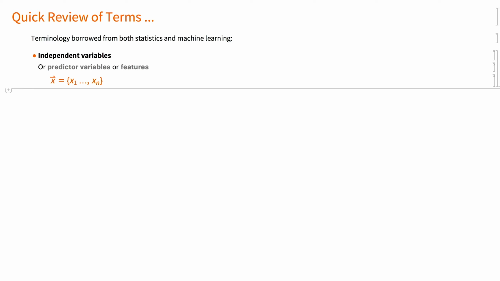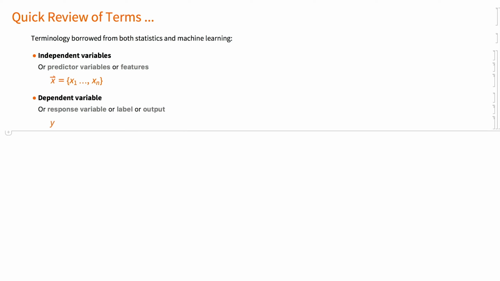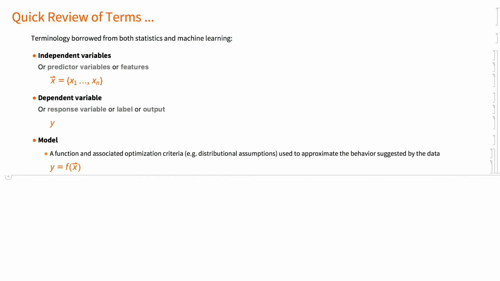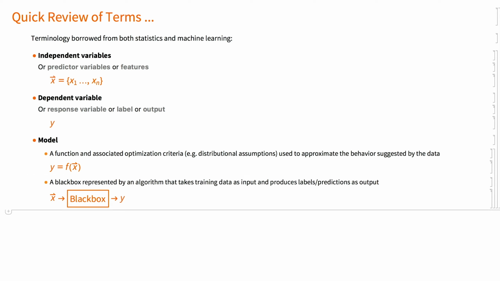For a data sample X, X1, X2, and so on are known as the features of the sample, or predictive variables, or independent variables. Y is the dependent variable, or the response variable, or output value, or label. The model itself can either be a function with associated assumptions and optimization criteria used to approximate the behavior suggested by the data, or it can refer to a black box represented by an algorithm that takes training data as input and produces predictions of labels and values as output.